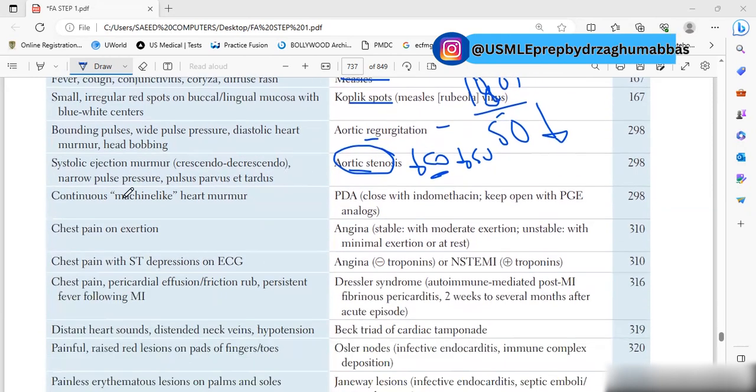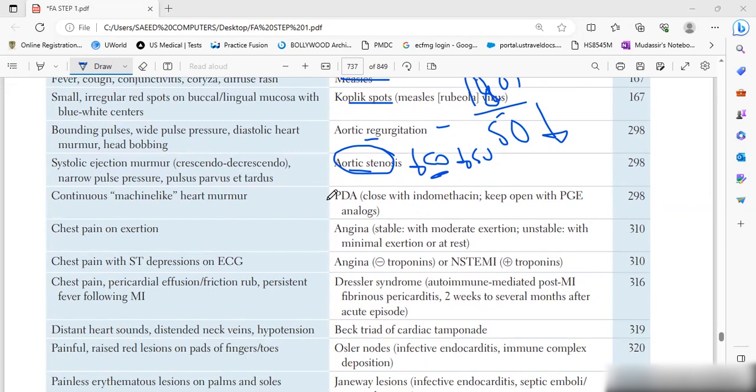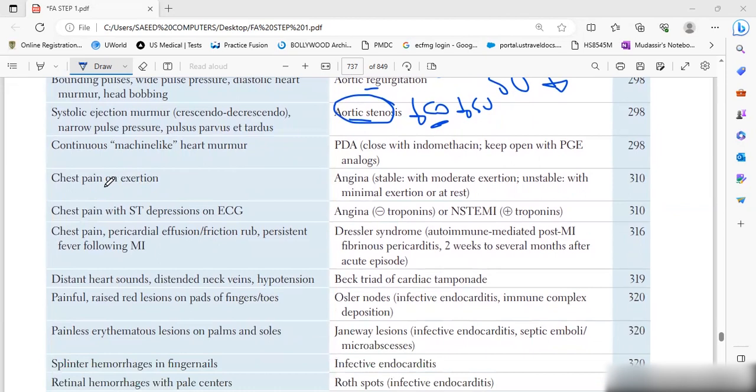Okay, continuous murmur is PDA. PDA will give you a machine-like continuous murmur. Okay, so easy. Chest pain on exertion is angina: stable if with moderate exertion, unstable with minimal exertion or at rest. Stable angina, unstable angina. So easy. Chest pain with ST depression on ECG.